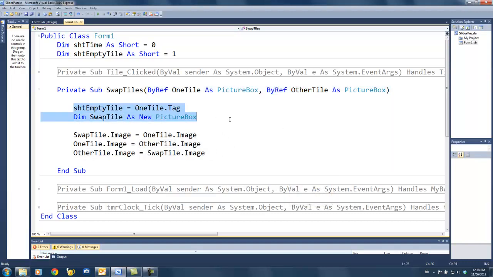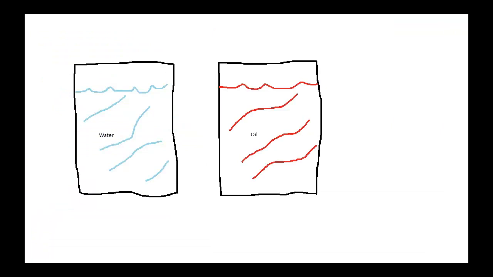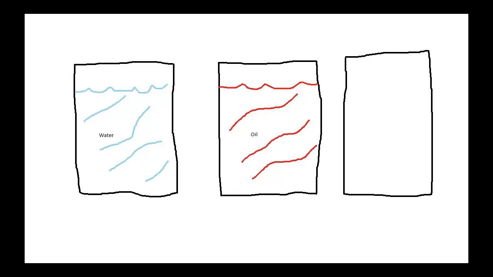Now what happens in Visual Basic and in other programming languages, if you want to swap something, put something from one place into another, you can't just go one equals the other, because you'll be losing one. Picture this: let's say you've got a bucket full of water and a bucket full of oil, and you want to get the water into the oil bucket and the oil into the water bucket. Well, you can't just dump the water into the oil bucket because it's going to spill all over the place. There's not enough room. So what do you need to do? Well, you need to get a third bucket.